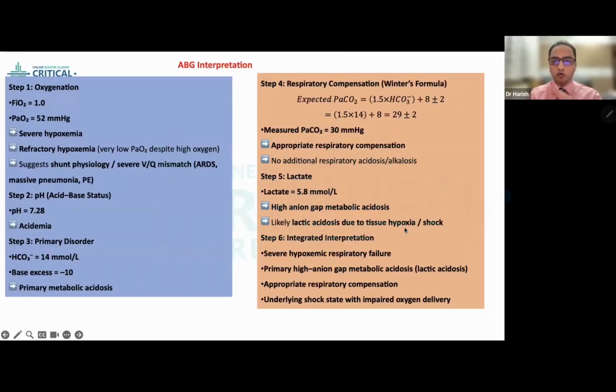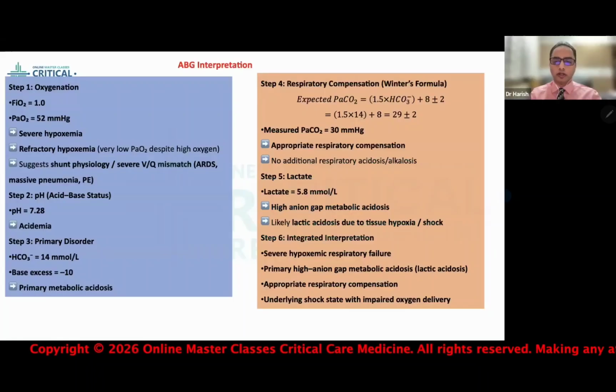So likely due to tissue hypoxia, shock, hypoperfusion. Okay. So integrated ABG interpretation: severe hypoxemic respiratory failure. High anion gap metabolic acidosis, looks like secondary to lactic acidosis. There is an appropriate respiratory compensation. So underlying shock state with impaired oxygen delivery. So that is your ABG-based diagnosis.